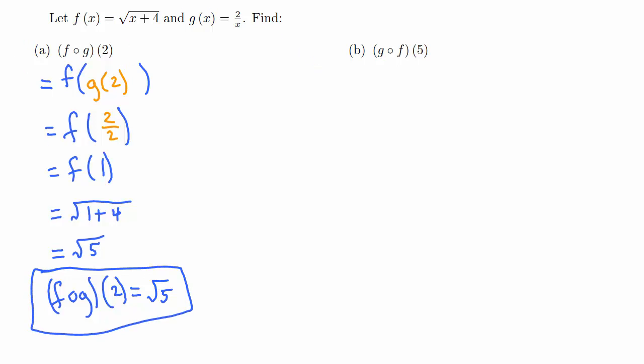Now, B is pretty much the same thing as A, just we have to work with g composed of f of 5. So this means g of f of 5. And then you just work from the inside out again. Go back to the f function, all these x's get replaced with 5.